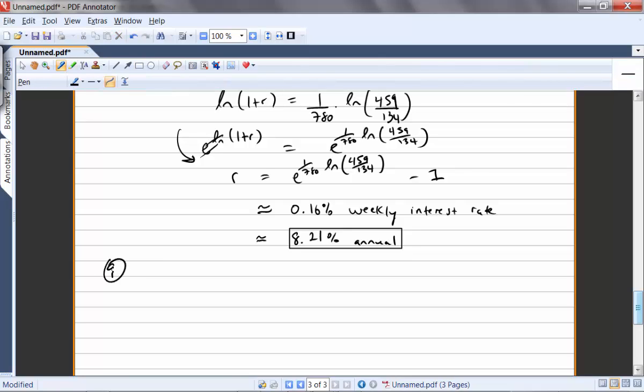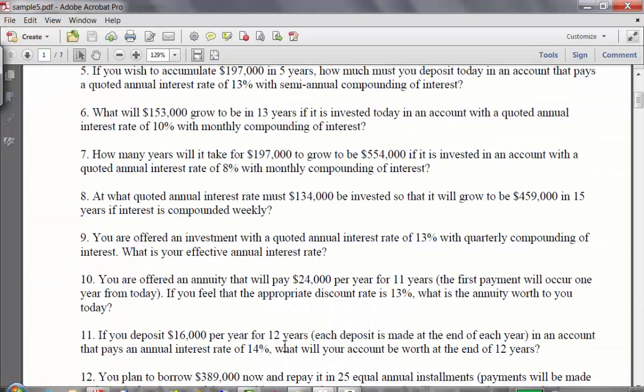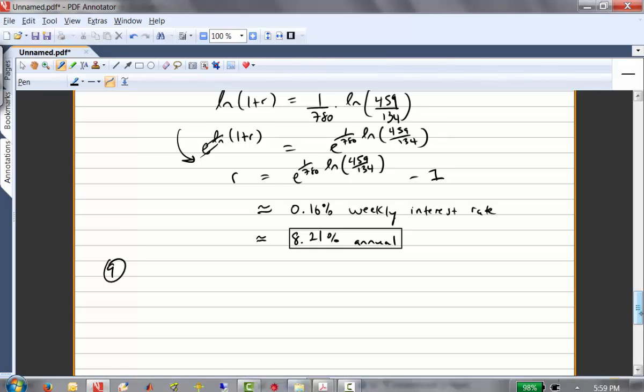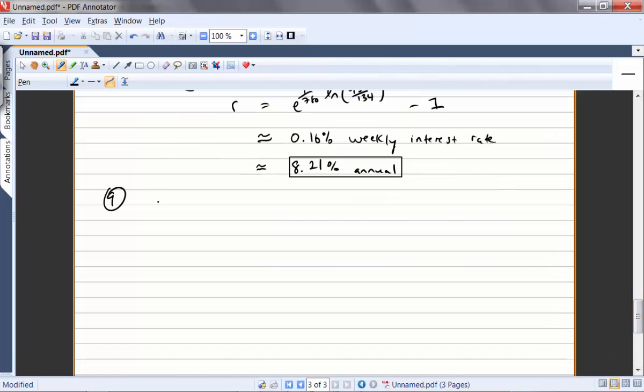Number 9. You are offered an investment with a quoted annual interest rate of 13% with quarterly compounding of interest. What is your effective annual interest rate? You haven't seen this in the lecture notes yet. But what this means is, let's do an example. Suppose you take $1,000 and you invest it at 10% for 1 year. What do you have at the end of the year? How much money do you have in the account? You have $1,100.